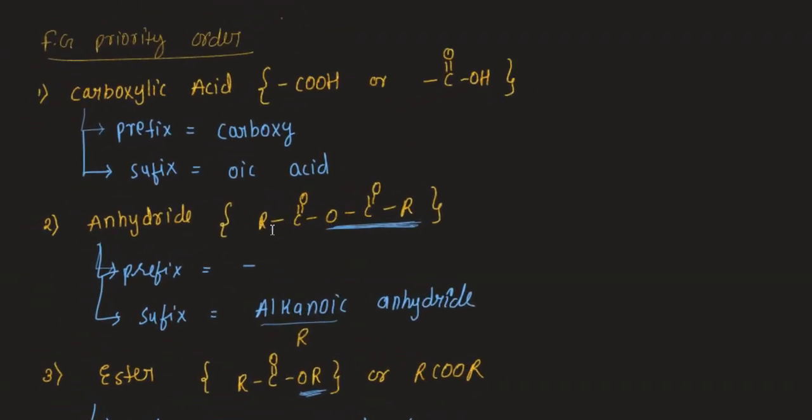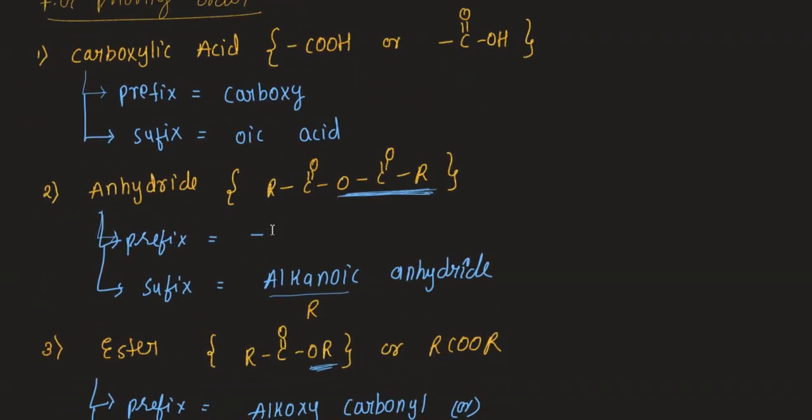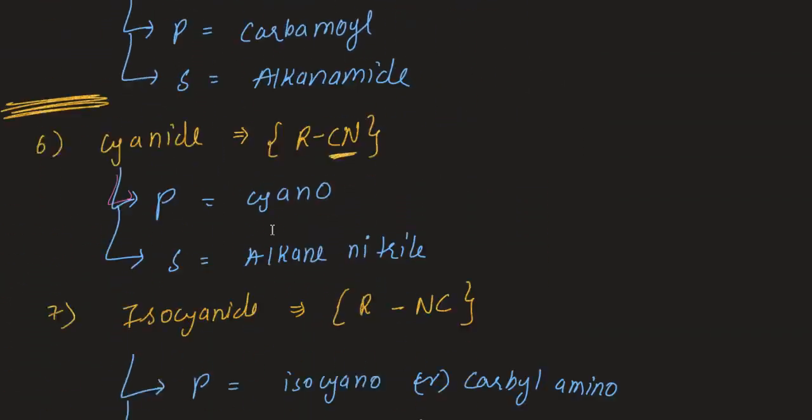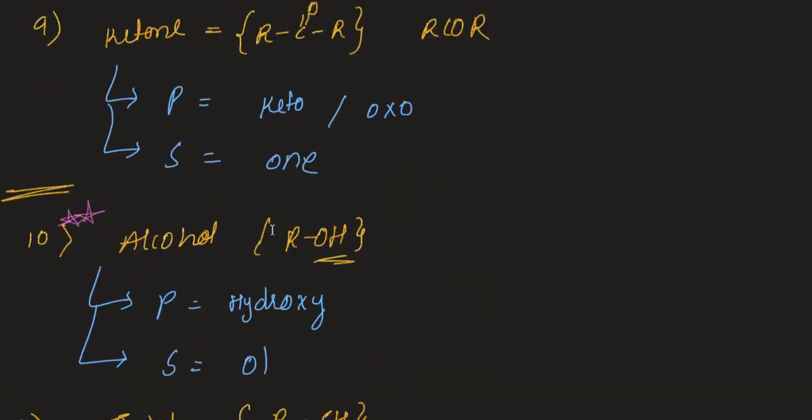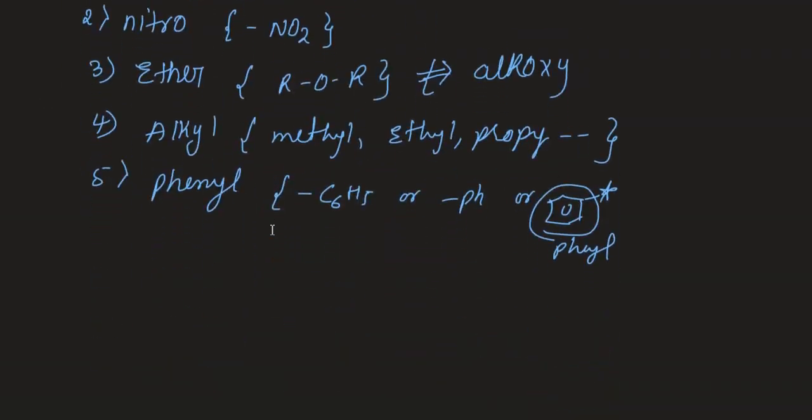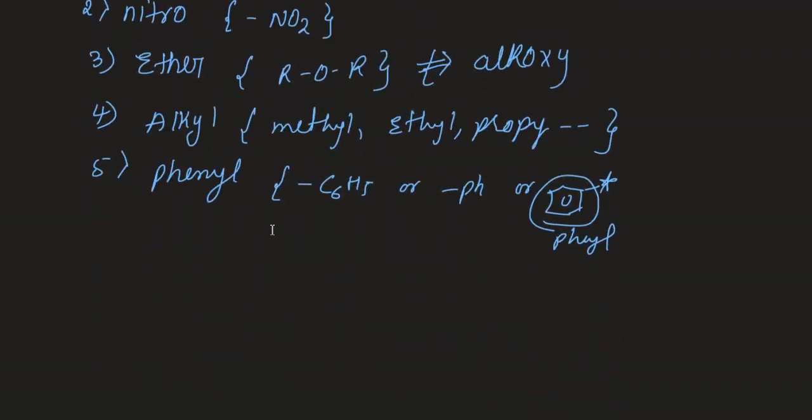Then we wrote a few priority orders of functional groups. One rule you have to remember: in a given chemical compound, in a given structure, there will be only one thing which will act as a functional group. Other than that, everything else will act as a substituent. Okay, so let us start today's class.